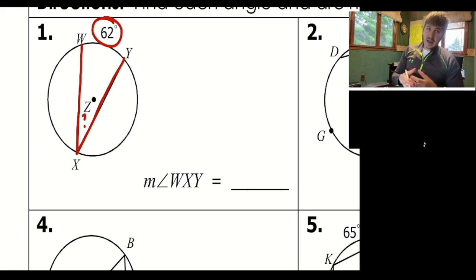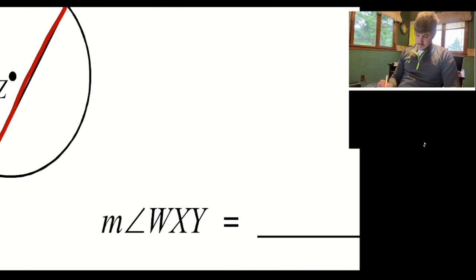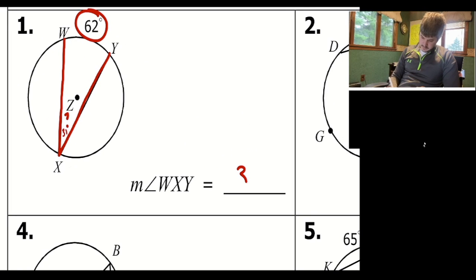And if you ever forget, do I cut it in half? Do I double it? Look at the diagram. If you doubled it, you would get 124. Is that a 124 degree angle? No way. It's acute, so clearly we need to cut it in half. So this angle is 31 degrees.